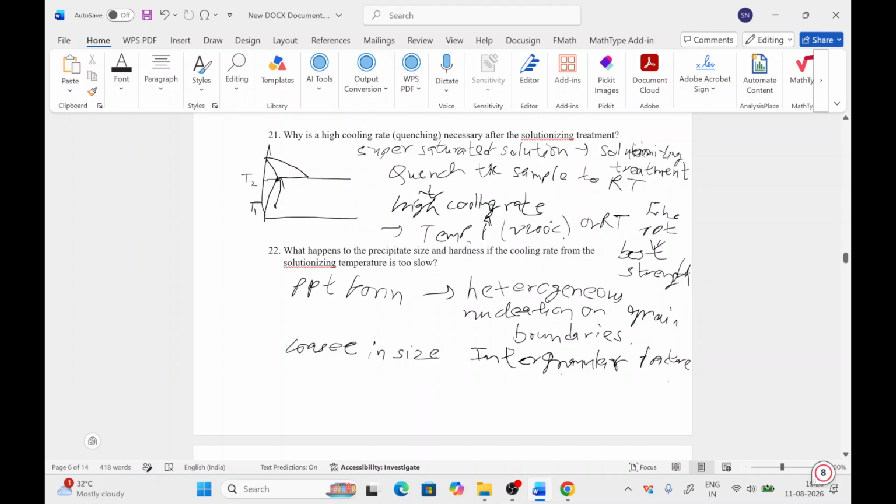the low cooling rate. The precipitates are coarse in size with a low cooling rate, and the hardness also reduces if the cooling rate is slow.